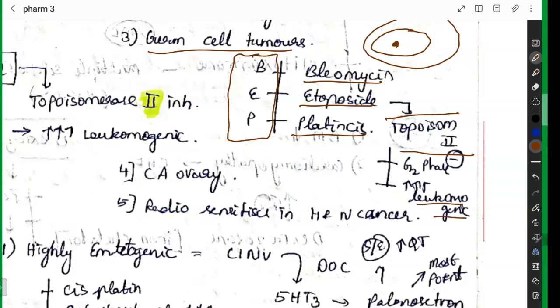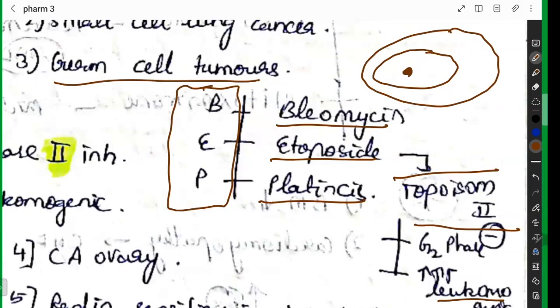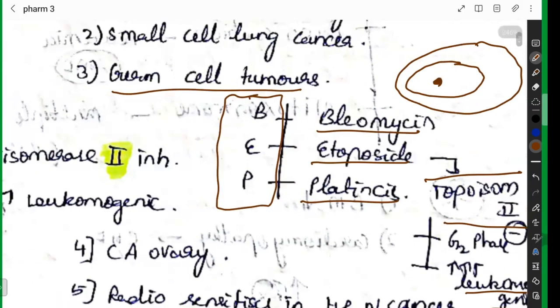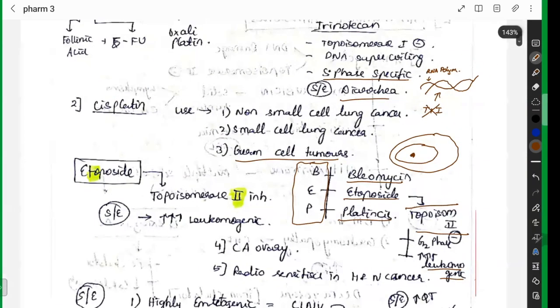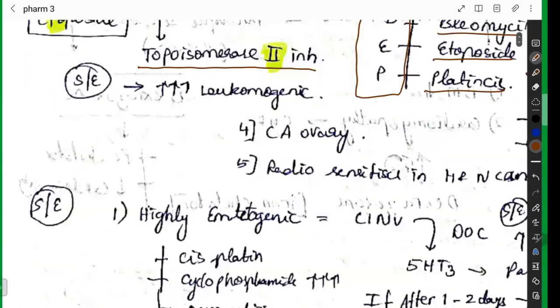Okay, now coming to it, what are the germ cell tumor drugs? It's going to be BEP. B stands for bleomycin, E stands for etoposide, and P stands for platin group of drugs, cisplatin, oxaliplatin, etc. Now talking about your etoposide, it is a topoisomerase 2 inhibitor, so it is going to cause leukemogenic effects.